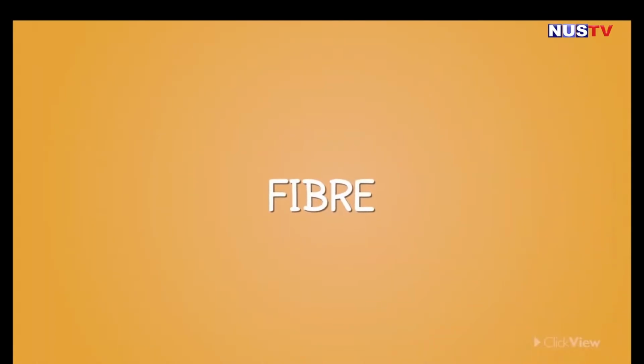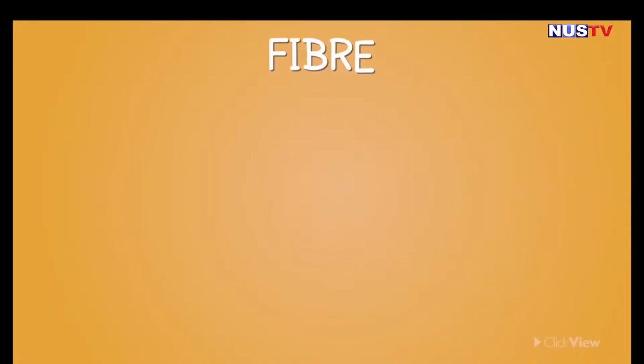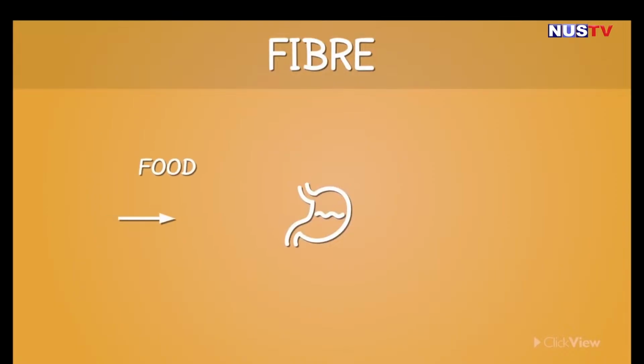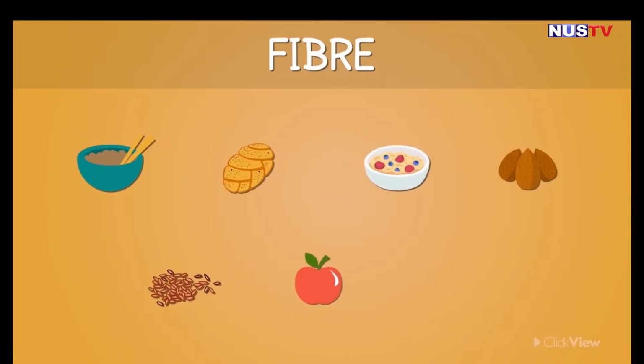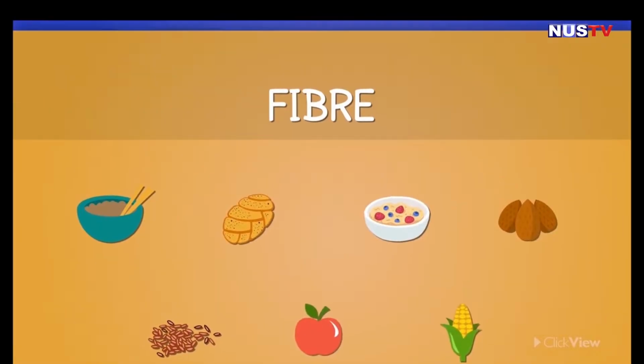Fiber. Fiber is a substance that helps us with the organs inside our stomach. This means it helps us to remove the waste from our bodies and stay healthy. Fiber can be found in foods such as brown rice, whole grain bread, cereals, nuts, seeds, fruits, and vegetables.